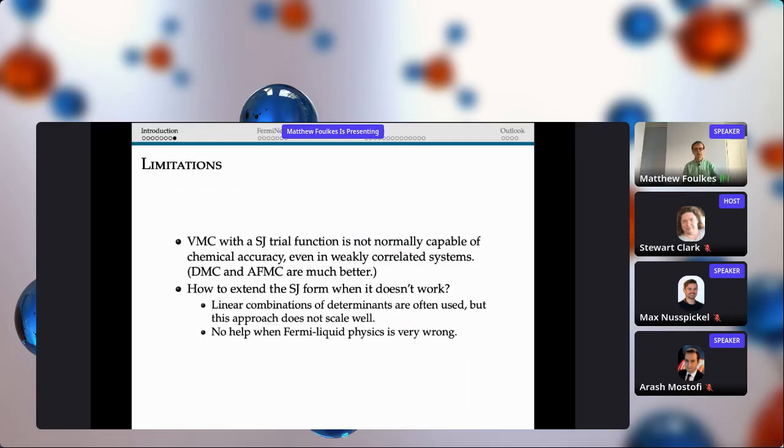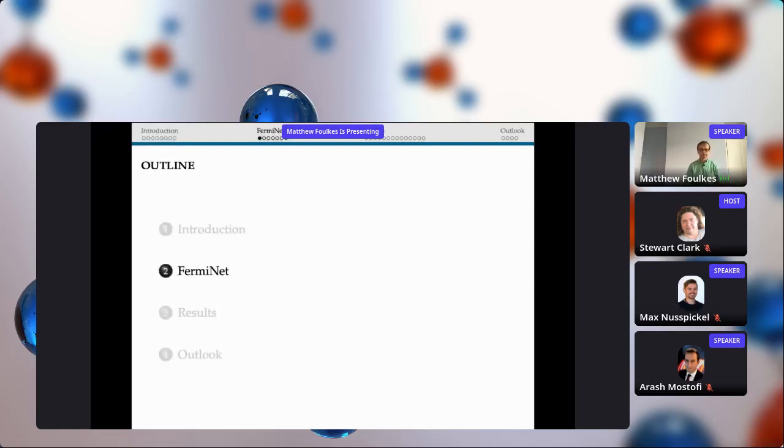Of course, you can use it as the starting point for a more accurate calculation, a projector method like diffusion Monte Carlo or auxiliary field Monte Carlo, and they get much better. They do get to chemical accuracy just about. And then the other question is, how do you extend this trial function when it doesn't work? You could say, I'll do a linear combination of determinants, but that doesn't scale well. And it's no help when the Fermi liquid physics is very wrong either. You're starting from the wrong place.